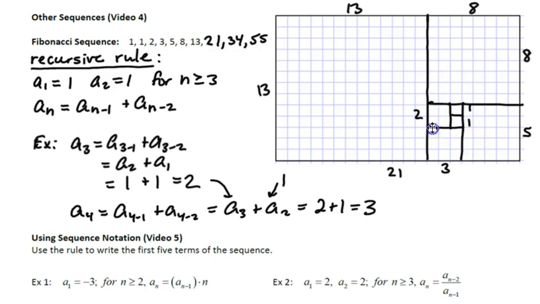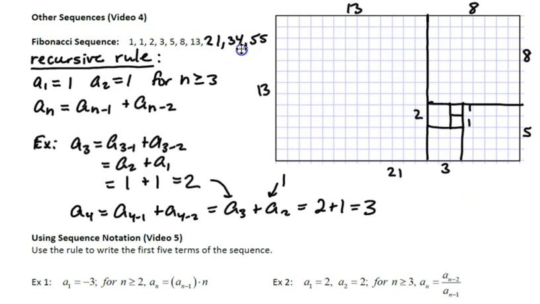So we have 1, 1, 2, 3, 5, 8, 13, and then 21, going around the dimensions of this special rectangle. So basically we can take any two dimensions and keep dividing down until we get all of the Fibonacci numbers.